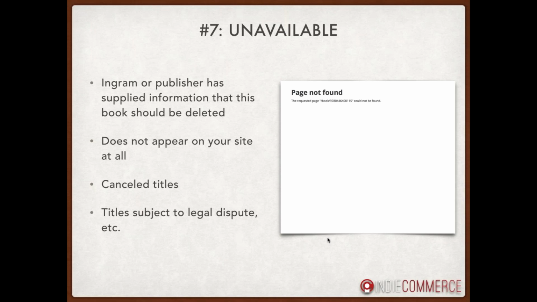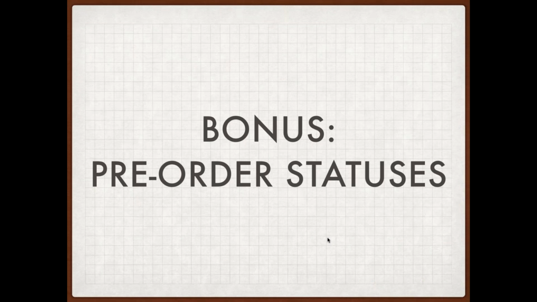And believe it or not, there's actually a status below out of print, and we just call it unavailable. So these are books where we've specifically received a communication from Ingram or from the publisher that this book should be deleted. So these books don't appear on the site at all. They look like they're invisible. And this would generally include canceled titles, titles subject to legal or copyright dispute. Sometimes we will get takedown notices that a book uses a copyright, a book has been plagiarized or something, and anybody who's found trying to sell it is going to be sued by the angry author. So stuff like that is what would fall into this bucket. These are books that are not available at all.